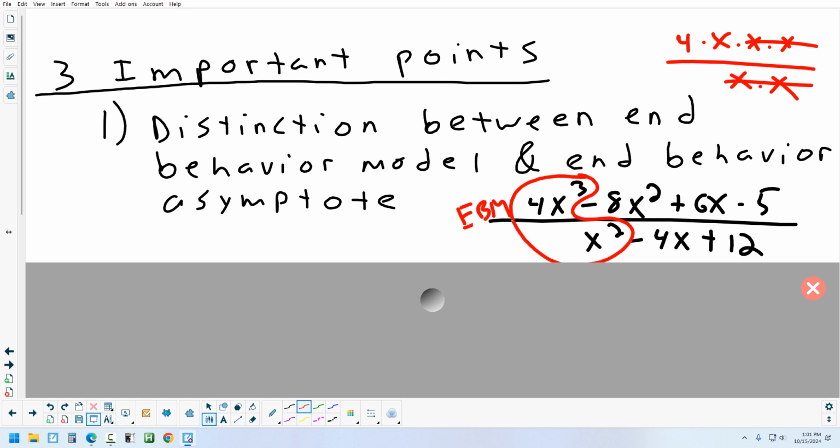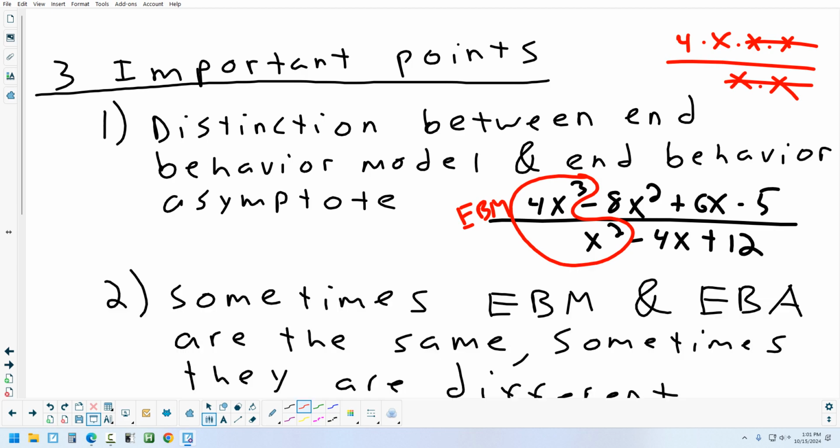EBA, a little different. You have to do the long division and write the quotient. Now, depending on the problem, even though there's a different way that you're finding the EBM and the EBA, they could come out the same, or they could come out different. It depends on how complicated the problem is. I don't really care if they come out the same or different. You just have to know how to find each one of them. So is there any question on the difference between how you find EBM or how you find the EBA?